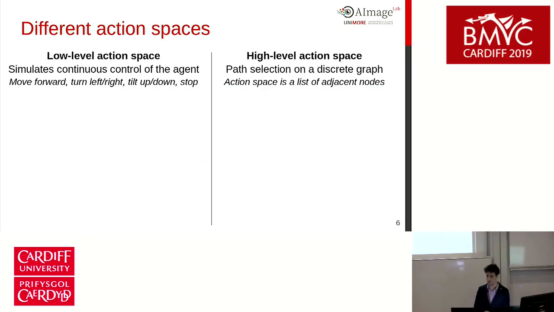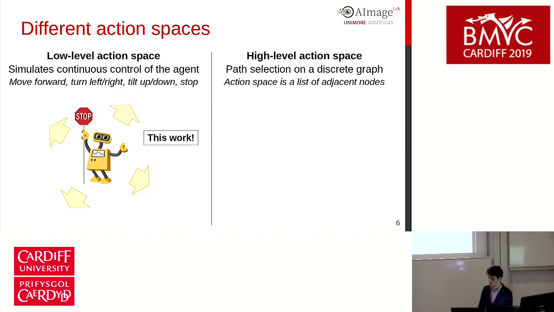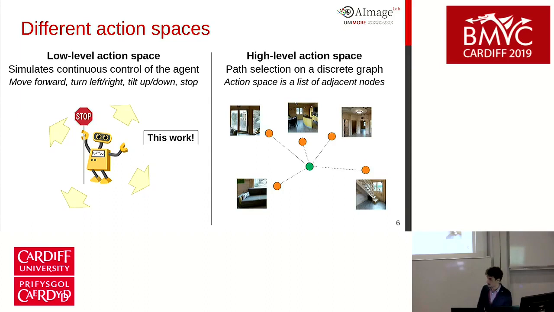There is a low-level action space which simulates continuous control of the agent, and actions are like turning left or right, tilting up or down to adjust your elevation in order to go upstairs. This action space is closer to real-world applications, and that's why we choose to stay here. But it's also challenging for a lot of reasons. And there is also the high-level action space, which performs path selection on a discrete graph.